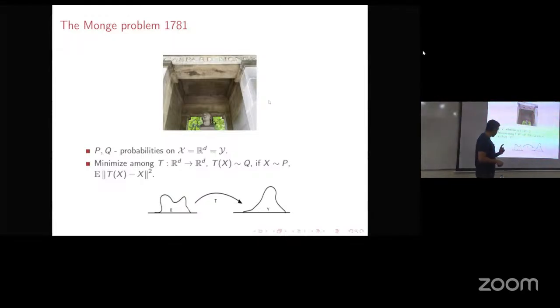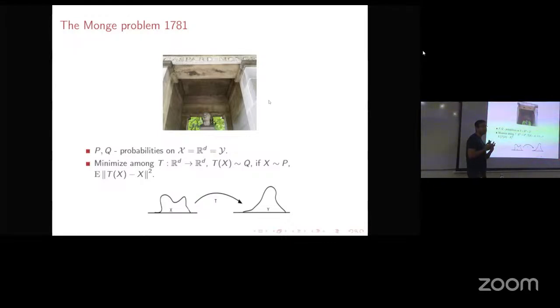Also, I'm cheating a bit. Monge's problem actually did not have this 2 there. It was actually just about the norm. But for reasons that will become very clear, 2 is very good. 2 is always a very good number. And so we'll always use 2, although this was not the original problem of Monge. But anyway, this is what Monge's problem is.